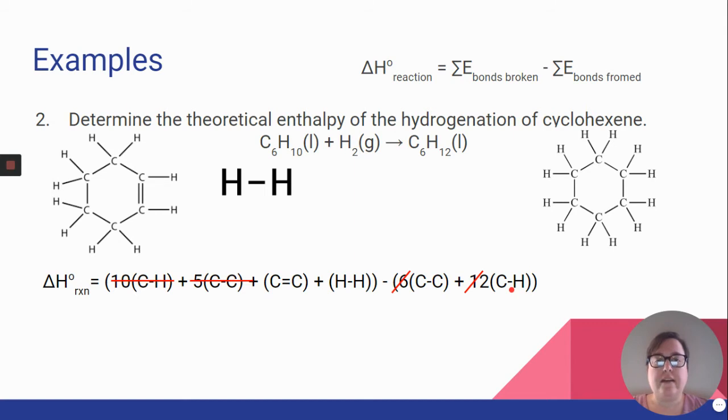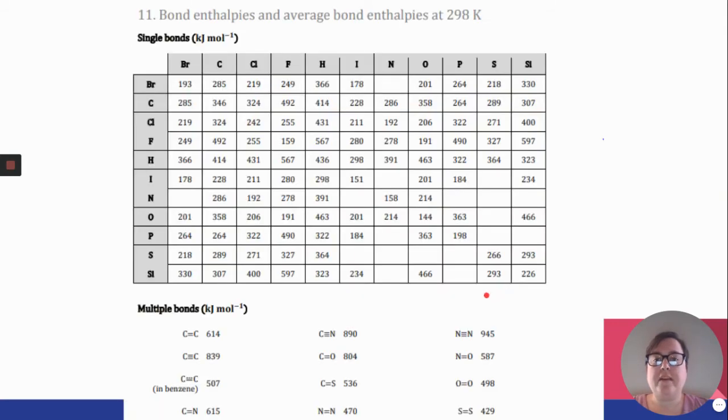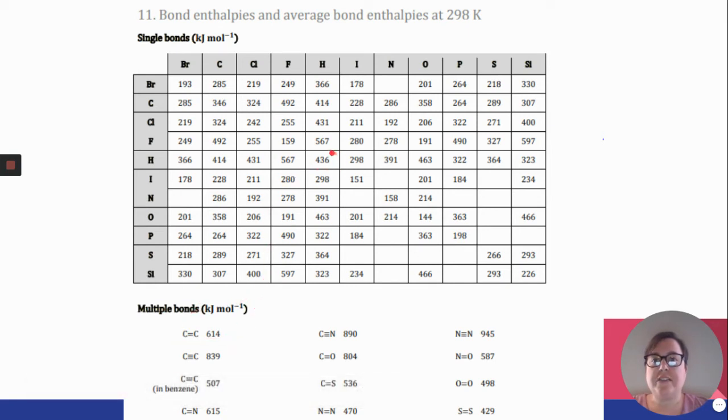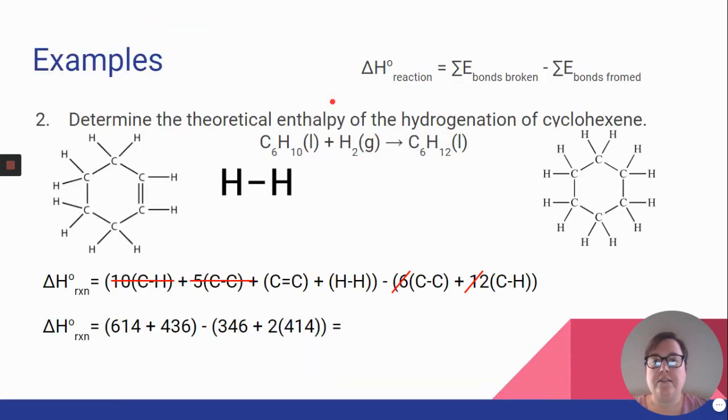So then we go look at our data table. Carbon-carbon double bond is 614. Hydrogen to hydrogen is 436. Carbon to carbon is 346. And carbon to hydrogen is 414. So we're going to plug those values in, calculate it, and we get negative 124.